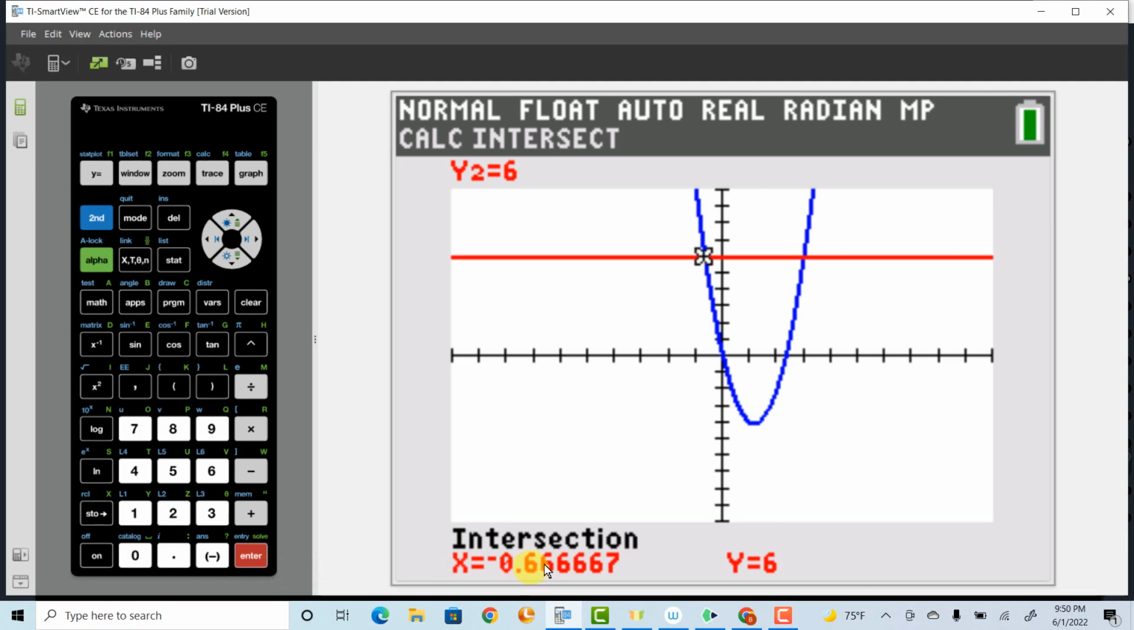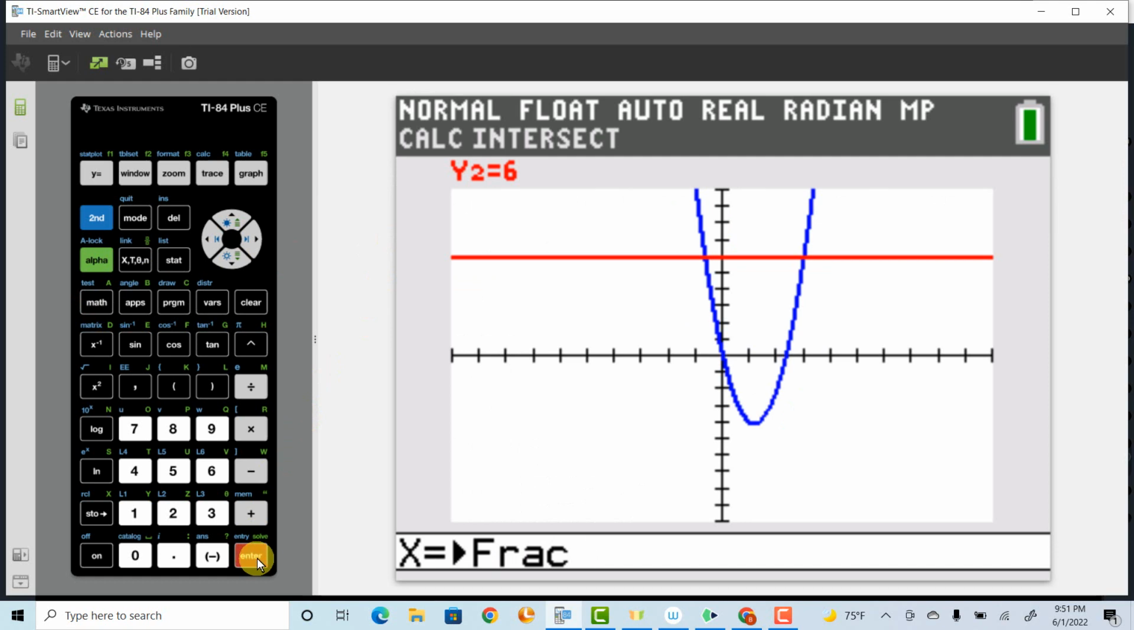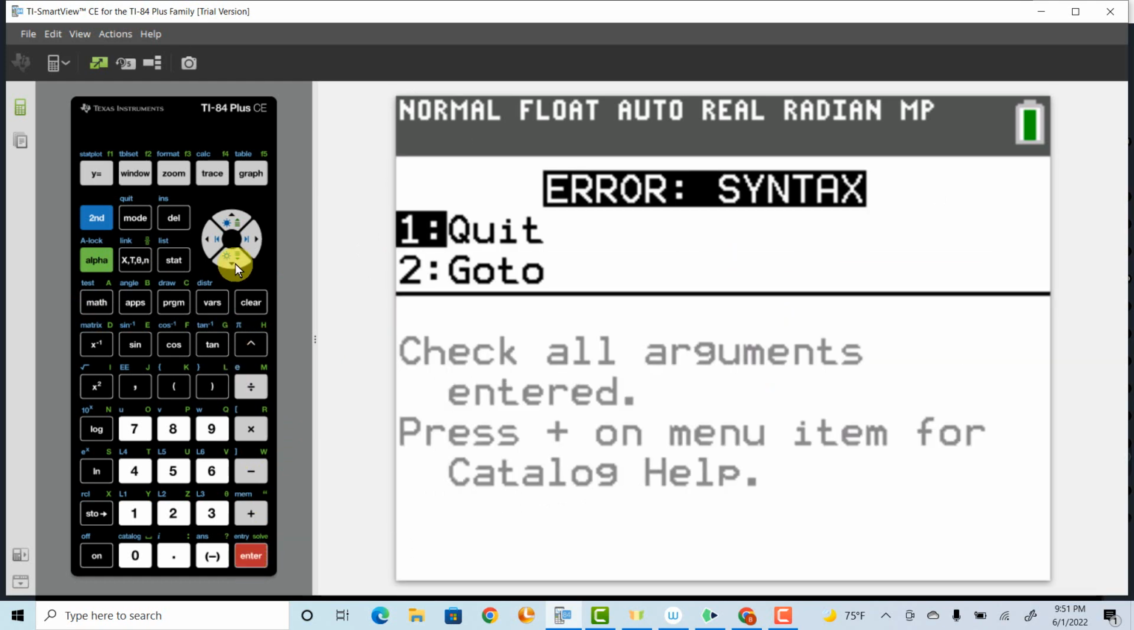Now we have a non-terminating decimal, basically, -0.66666666. So I know that that is -2/3. Let me see if it'll convert for me. If I do math and choose option number 1, convert to fraction. No, it won't do that.